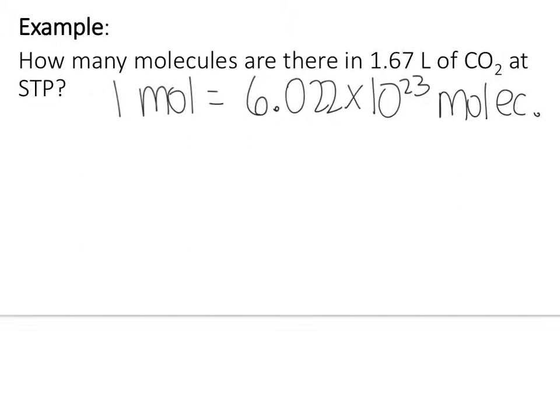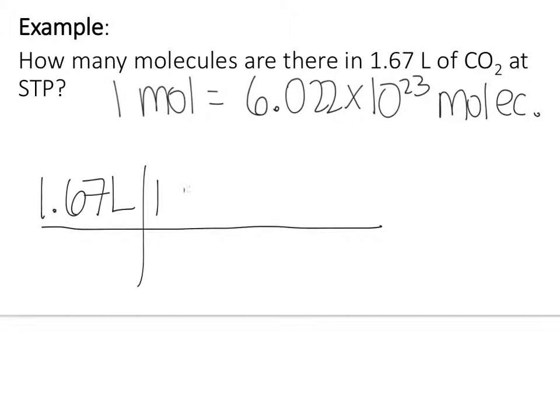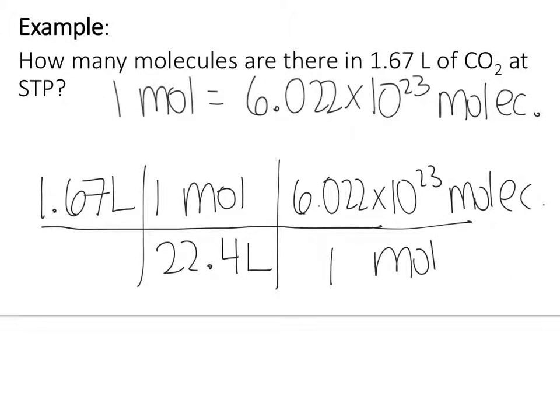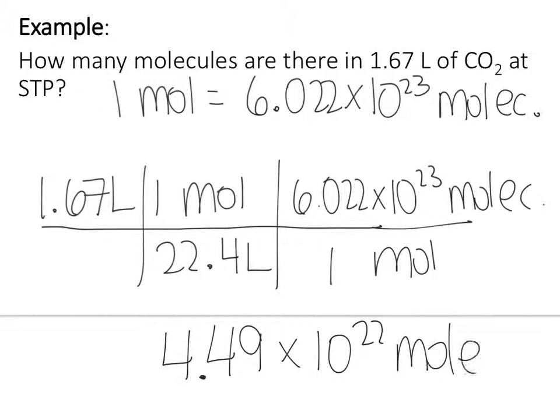All right, welcome back. So, let's figure this out. 1.67 liters times 1 mole per 22.4 liters. Now that we're in moles, 6.022 times 10 to the 23rd molecules over 1 mole. Multiply that out and you get 4.49 times 10 to the 22nd molecules. That's your final answer.